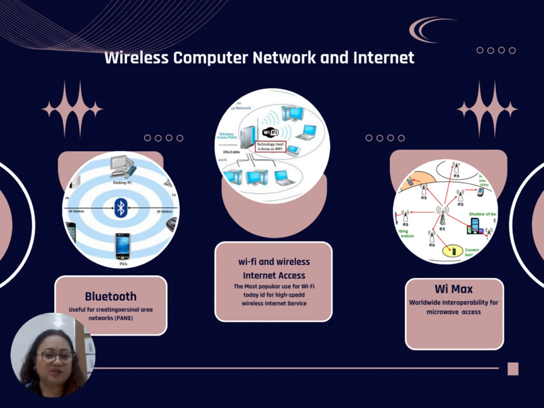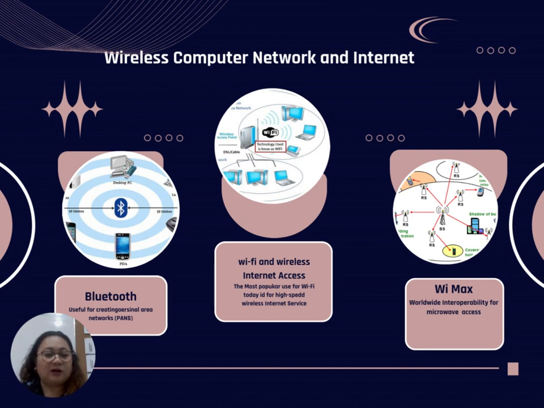So the other one is the wireless computer network and the internet. There are three: Bluetooth, Wi-Fi, or wireless internet access, and WiMAX. For personal computers, various wireless handheld devices, and cell phones, high-speed wireless internet connections are made possible by various technologies.